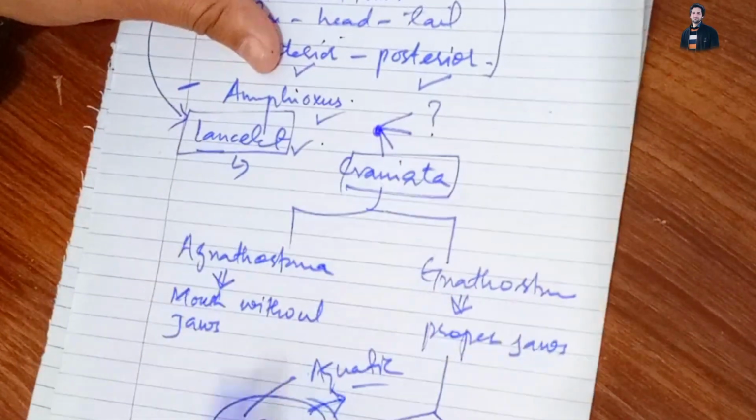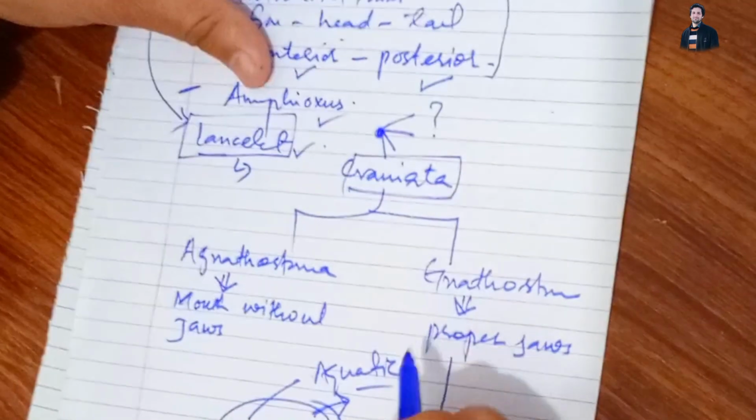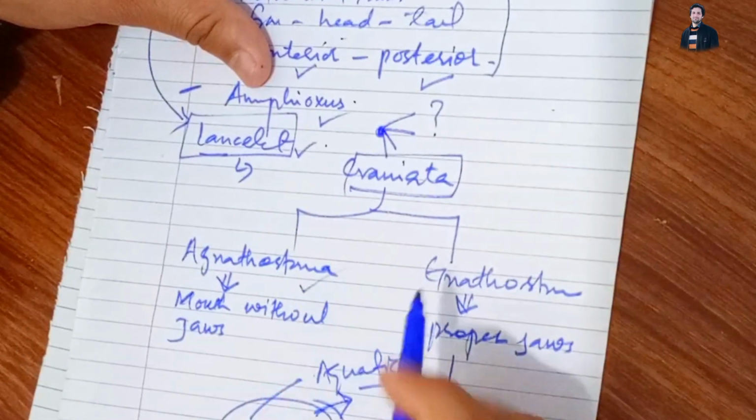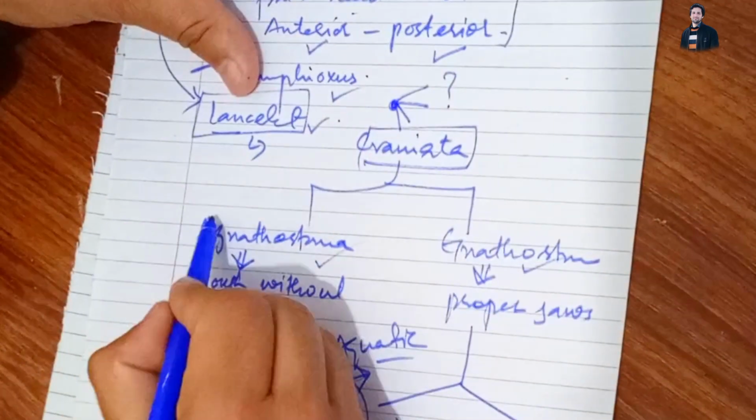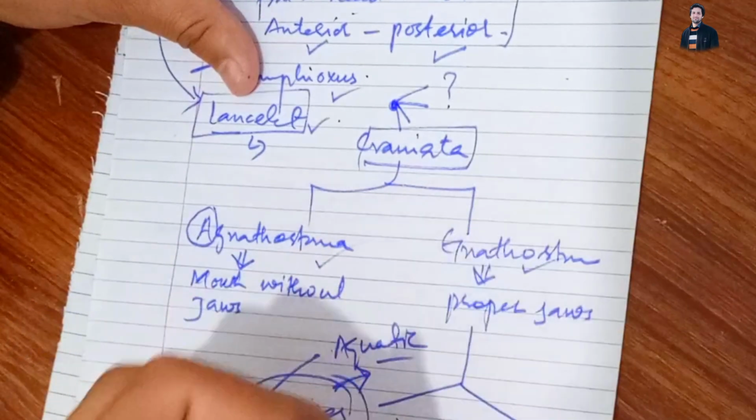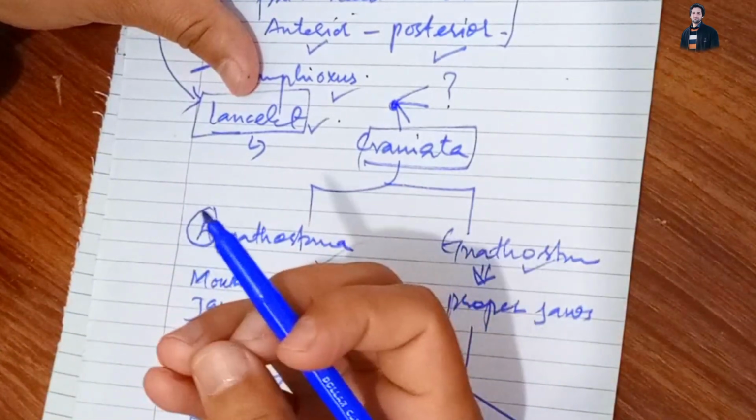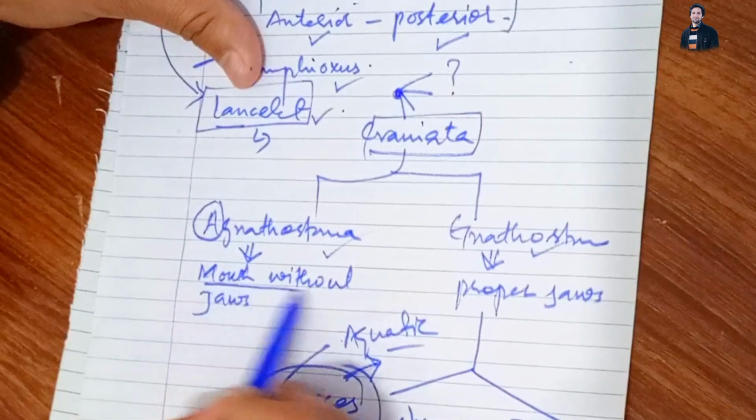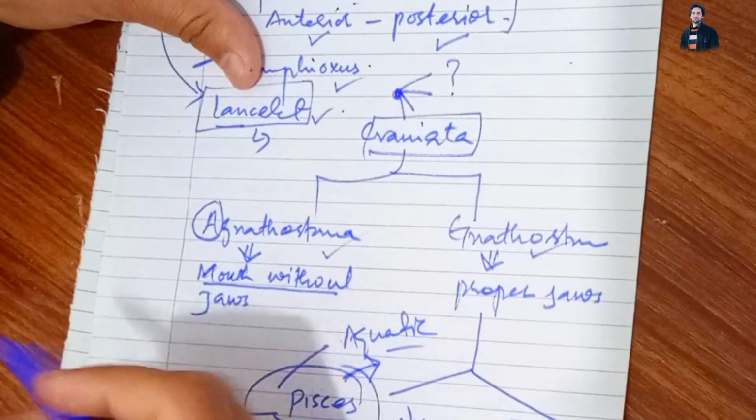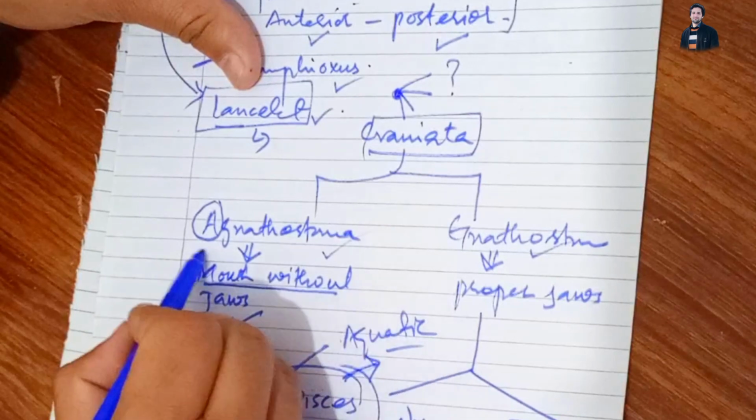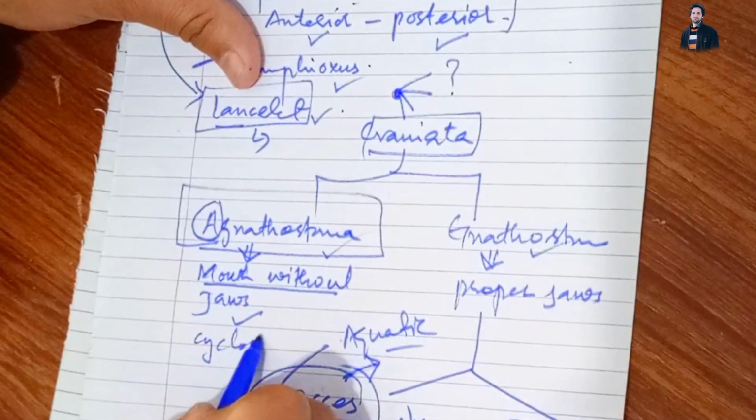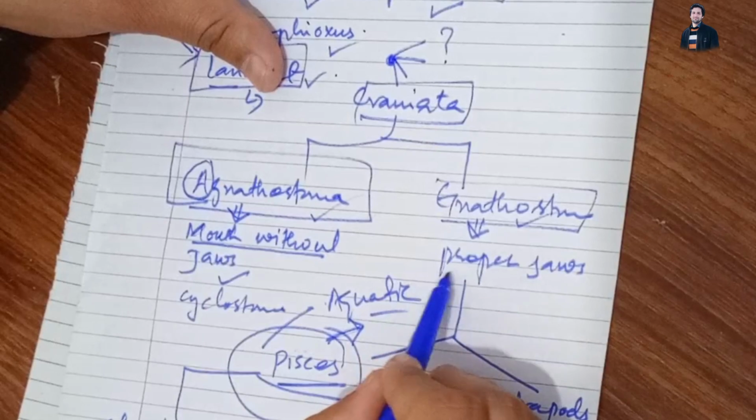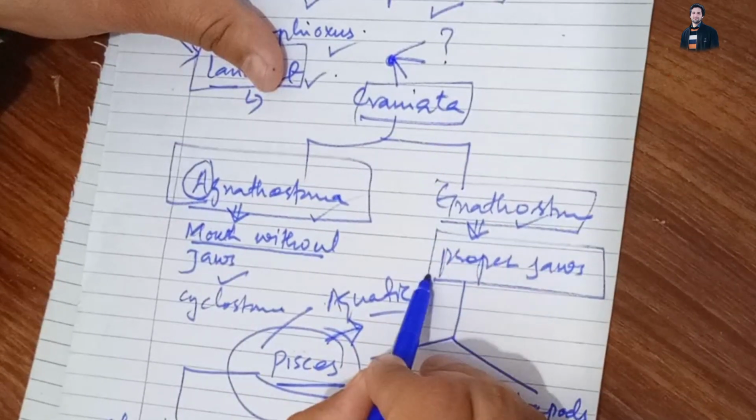Craniata is further divided into 2 groups. One is agnathostomata, and the other is gnathostomata. In agnathostomata, A means absent, or it has a negative connotation in the English language. So it means the mouth is without jaws. Such a group of organisms we call agnathostomes, and an example is cyclostomes. Gnathostomes have proper jaws.